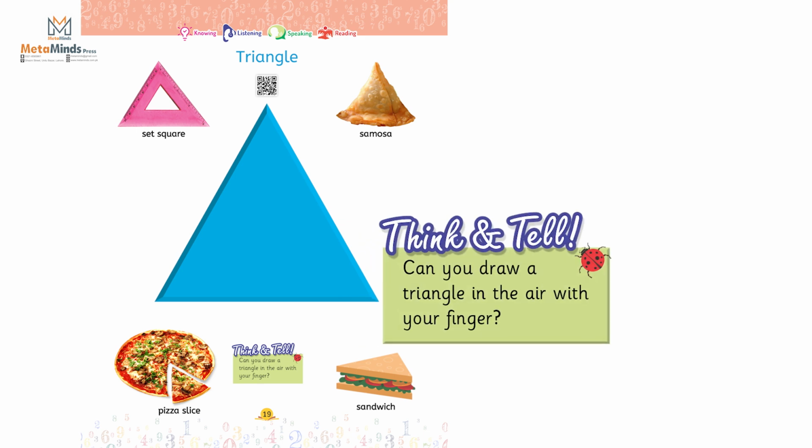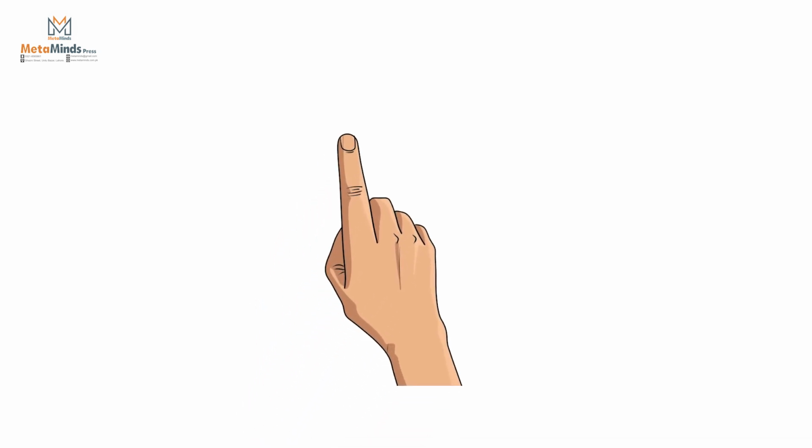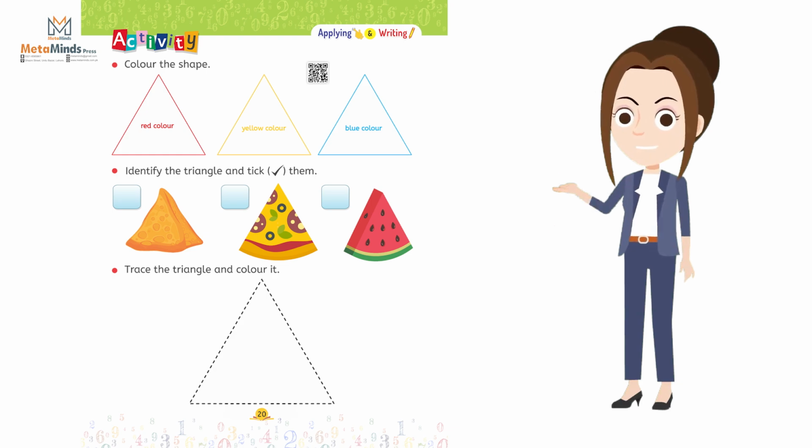And there is a little question over here. Can you draw a triangle in the air with your finger? You are so good in air writing. Let's make it with me. Starting from here, a slanting line, again a slanting line, then a sleeping line. Lovely. Quickly jump onto our activity page.